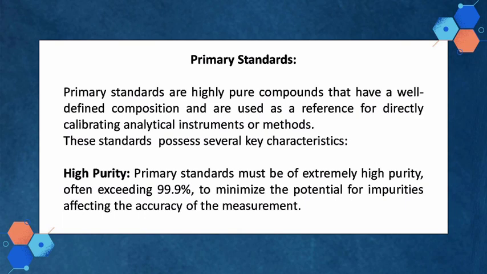First, primary standards. Primary standards are highly pure compounds that have a well-defined composition and are used as a reference for directly calibrating analytical instruments or methods. These standards possess several key characteristics. A. High purity. Primary standards must be of extremely high purity, often exceeding 99.9%, to minimize the potential for impurities affecting the accuracy of the measurement.